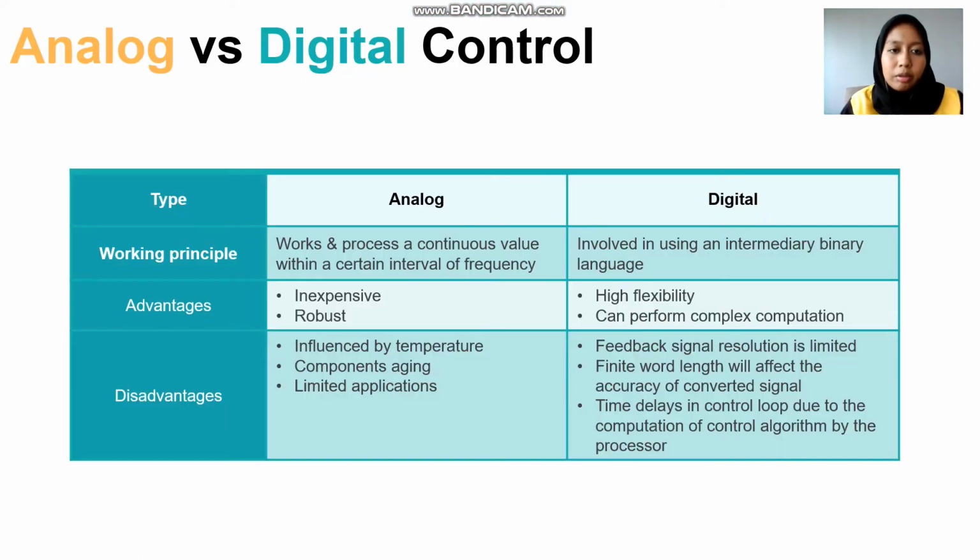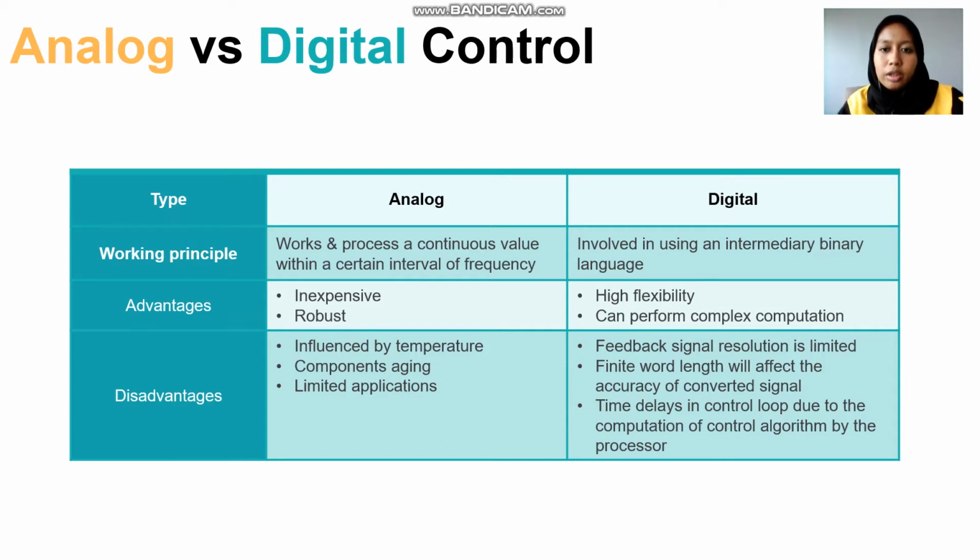The working principle of analog is to work and process a continuous value within a certain interval of frequency. Advantages for analog control: it is inexpensive and robust. However, it is influenced by temperature and component aging. It also has limited application.